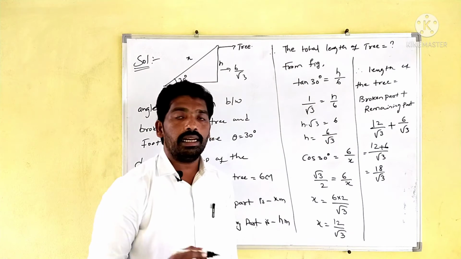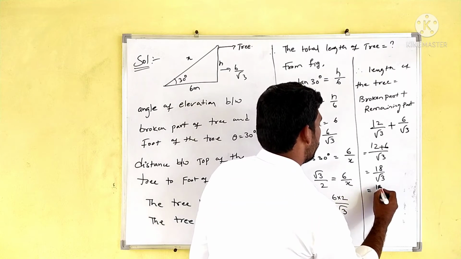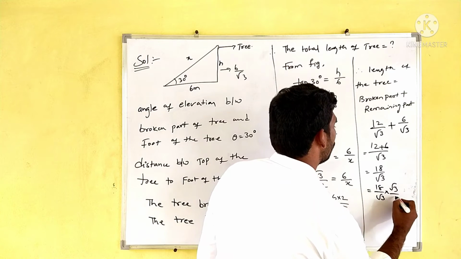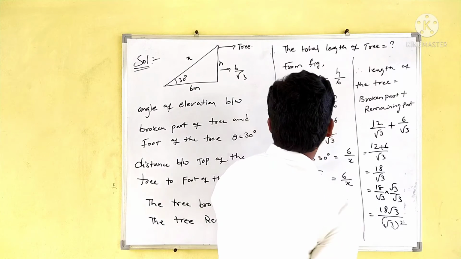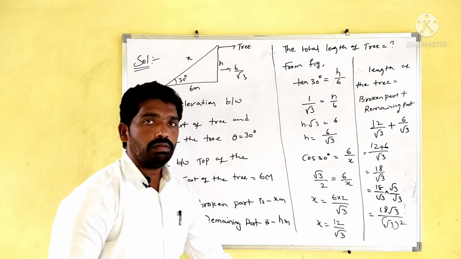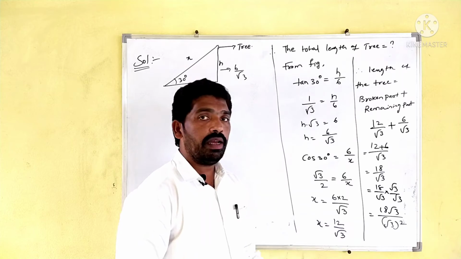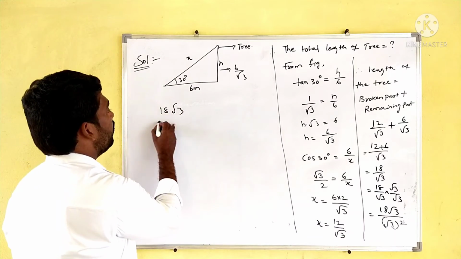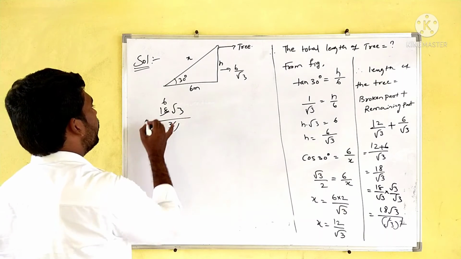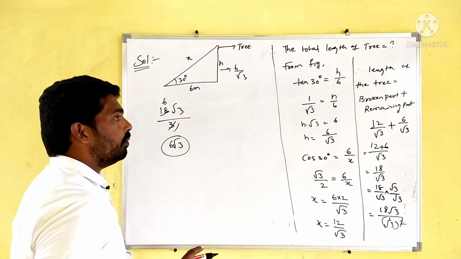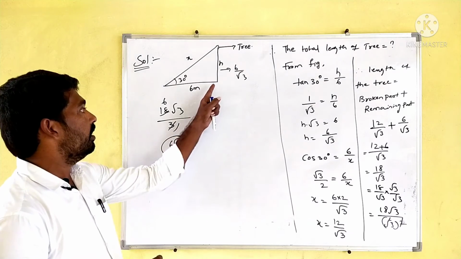When the denominator is an irrational number, convert it into a rational number. So rationalize: 18 by root 3 into root 3 by root 3. That gives 18 root 3 divided by root 3 whole square. The square root cancels, leaving 3, and 18 divided by 3 is 6. So 6 root 3. Before it broke, the total length of the tree is 6 root 3 meters.